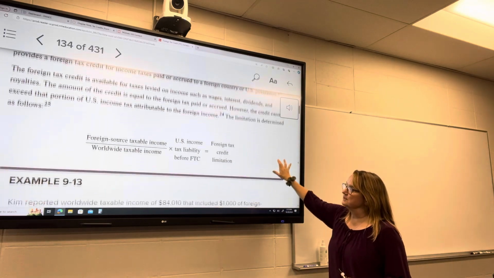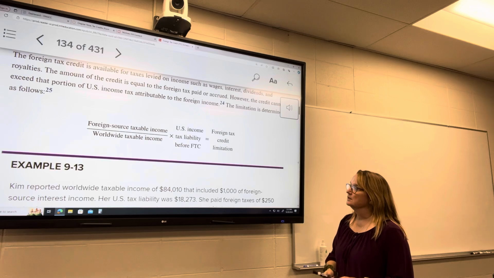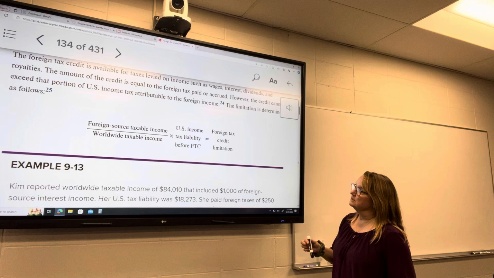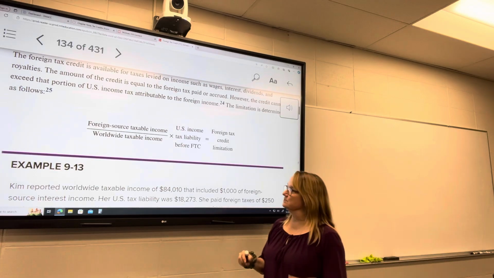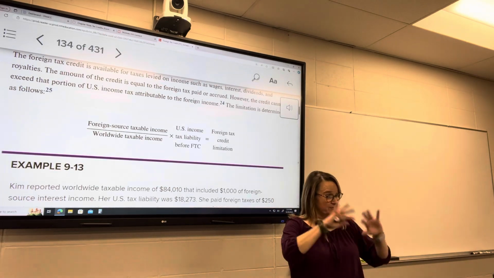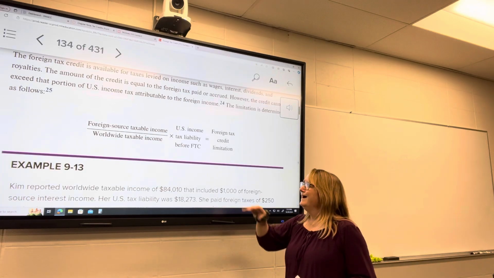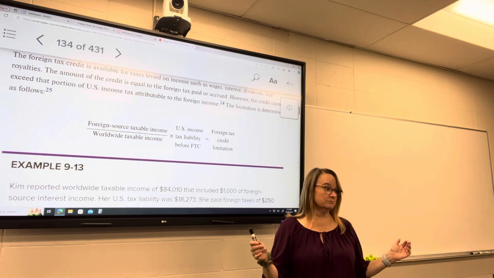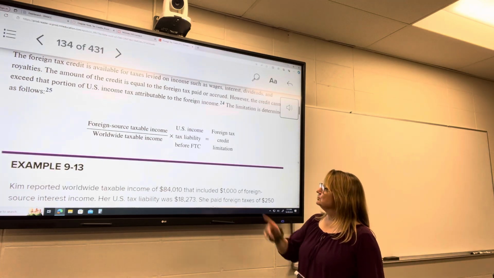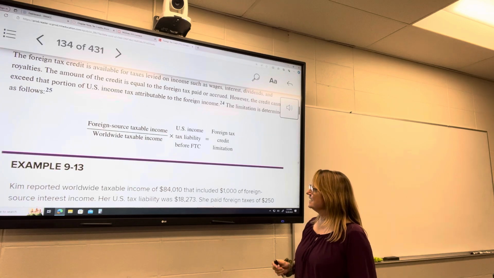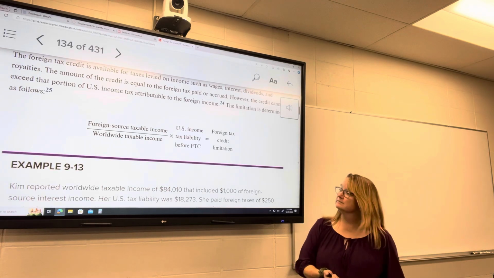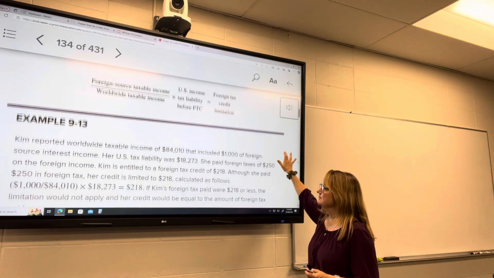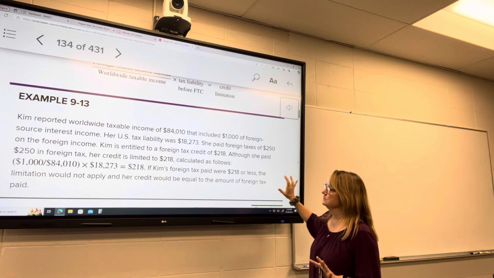So here is the calculation for figuring out what that credit is. You take your foreign source taxable income, everything from abroad, and then divide it by your worldwide taxable income. So everything, including your US income. Multiply it by the US income tax liability before the foreign tax credit, and this gets you to your foreign tax credit limitation. So let's look at an example of how this works.